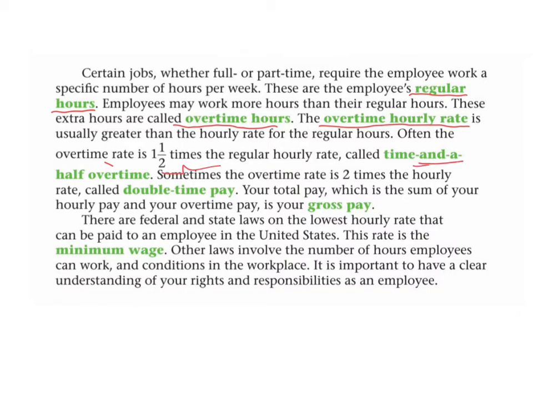Let's say you make $10 an hour, which is of course below minimum wage, but let's just say, because it's easy to multiply, 10 times 1.5 is $15 an hour. That would be the overtime rate. Get paid $10 an hour for the first 40 hours a week, and then $15 an hour for every hour over that. That is called time and a half. That is the hourly pay multiplied by 1.5.